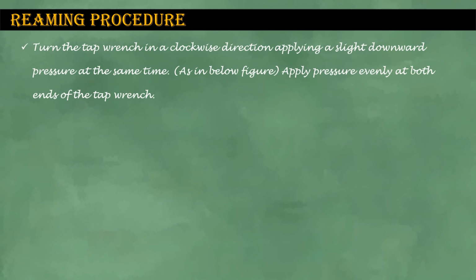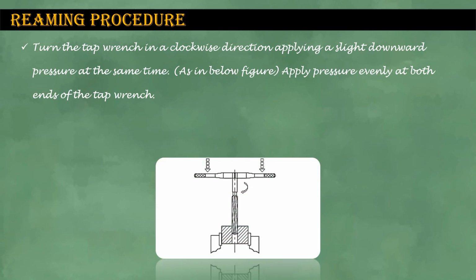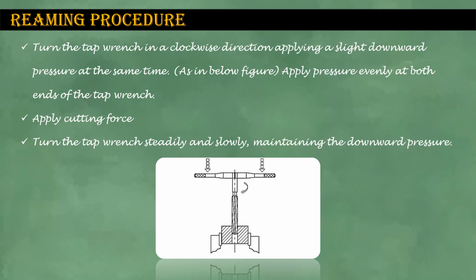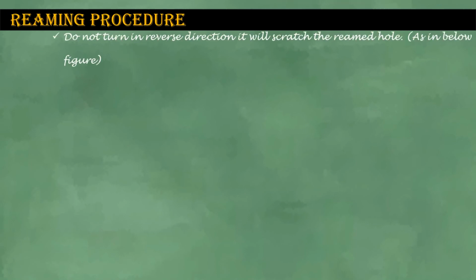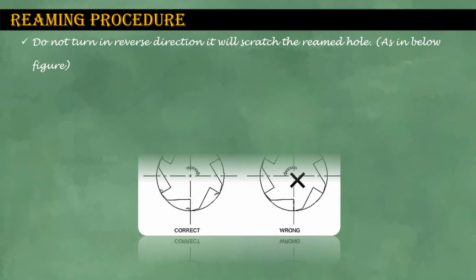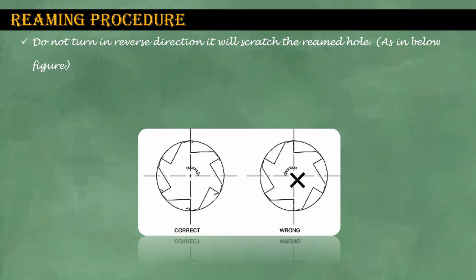Turn the tap wrench in a clockwise direction, applying a slight downward pressure at the same time. As in below figure, apply pressure evenly at both ends of the tap wrench. Apply cutting force. Turn the tap wrench steadily and slowly, maintaining the downward pressure. Do not turn in reverse direction, it will scratch the reamed hole. As in below figure.